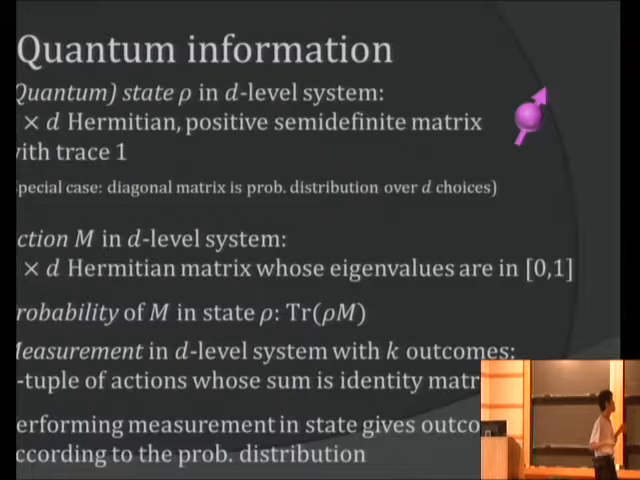So a quantum state is just a matrix, and you can't extract information from it by just looking at the quantum state. You have to do some measurement to extract information from the quantum state. An action is another kind of matrix, and we can define the probability of the action given the state. And a measurement is just a k-tuple of actions, which is guaranteed to give some probability distribution over these k events.